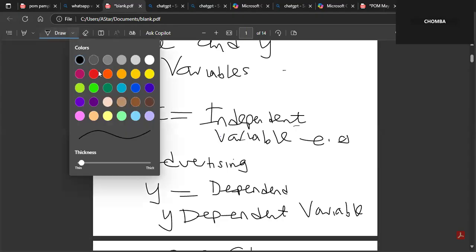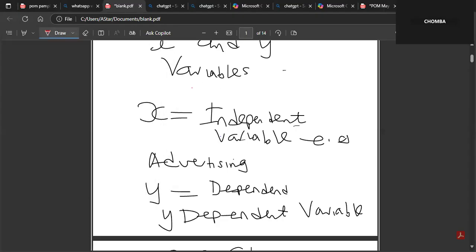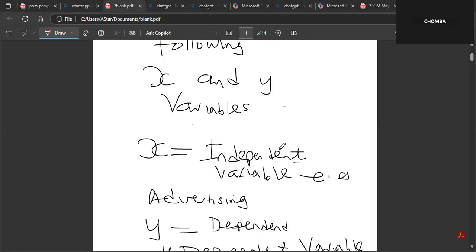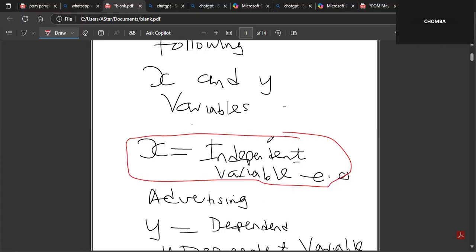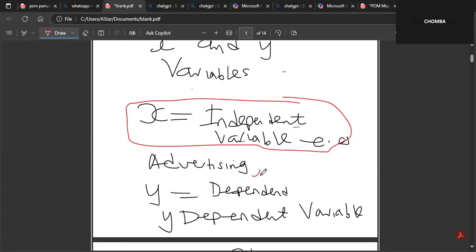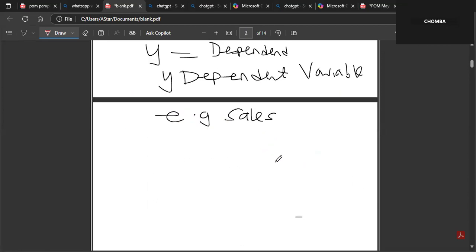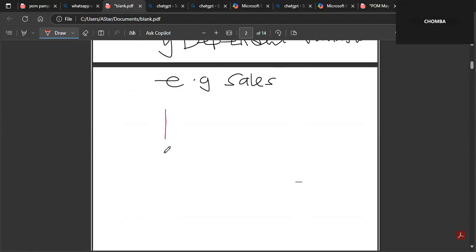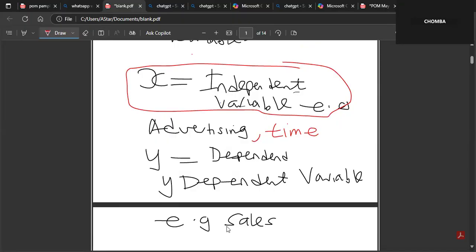Now together, are you getting me? Yes, I'm getting you. So this is what we have in forecasting. Here, X is the independent variable and Y is a dependent variable. So e.g. advertising and the time are independent variables. Then sales depend on advertising. But before we go that far, let's look at what we call the regression line.